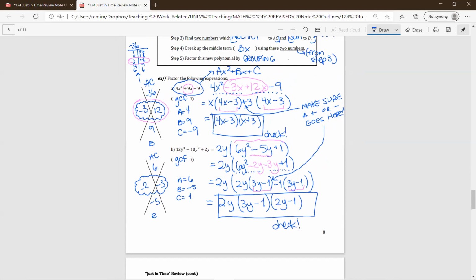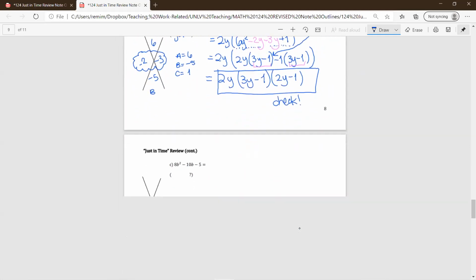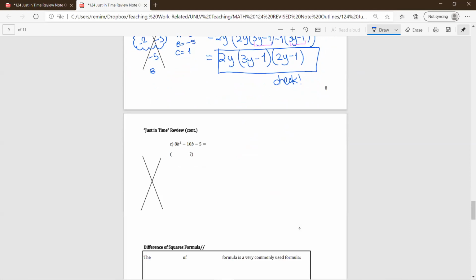Okay. All right, let's do another one. Practice, practice, practice. All right, so here we have a trinomial. The first thing we ask ourselves is, is there a GCF? No GCF, so that's good. Moving on, let's write out what our A and our B and our C are.